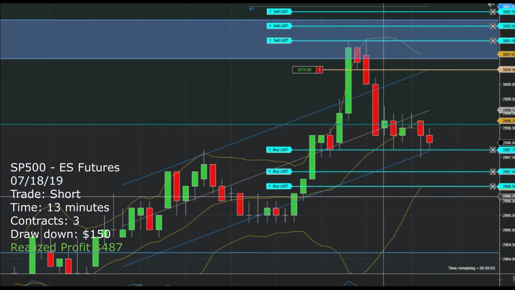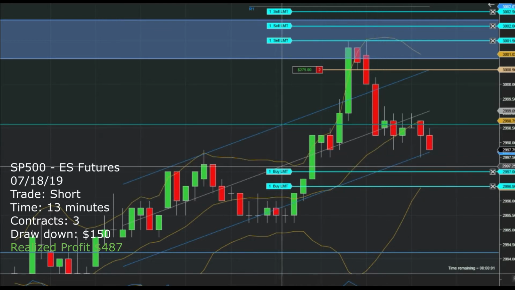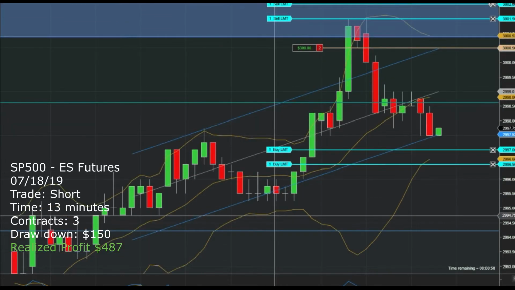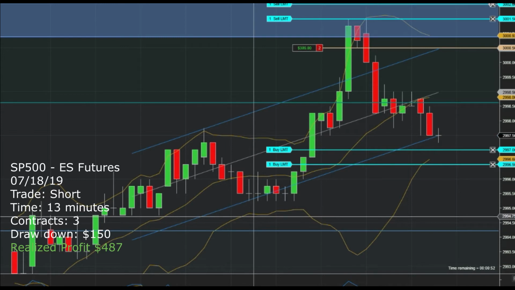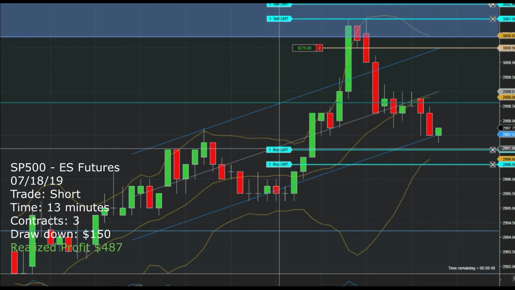I don't have to capture every single ounce of profit. There we go, there's one fill. I'm happy to just harvest some profit every day, adding gain after gain after gain.